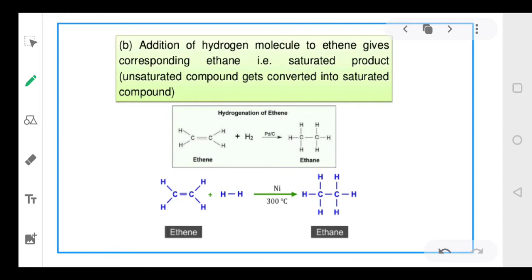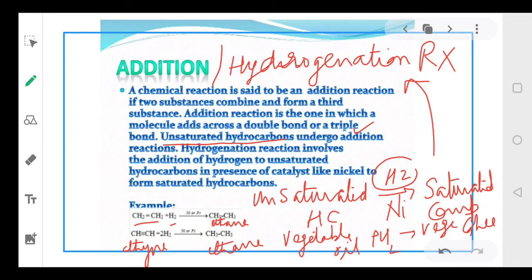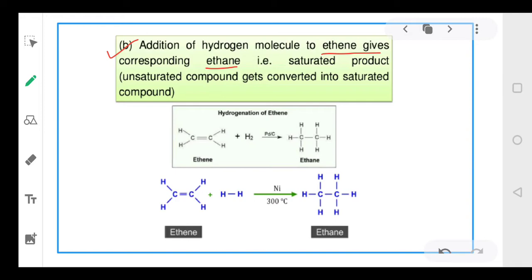Okay everyone, so addition of hydrogen molecules to ethene gives ethane. Just now we have discussed, ethene में अगर हम hydrogen ऐड करते हैं तो हमें ethane मिलता है. So unsaturated hydrocarbon से हम saturated hydrocarbon बनाते हैं. Let's understand this reaction further.